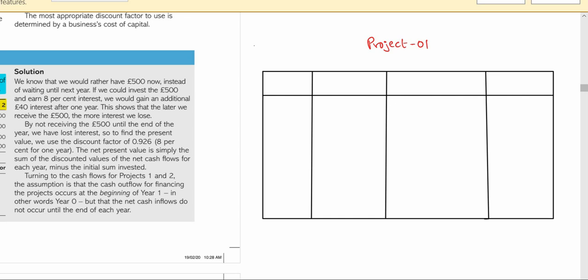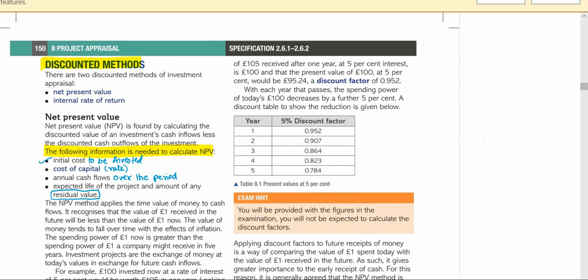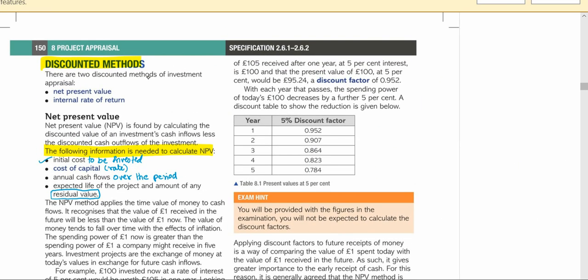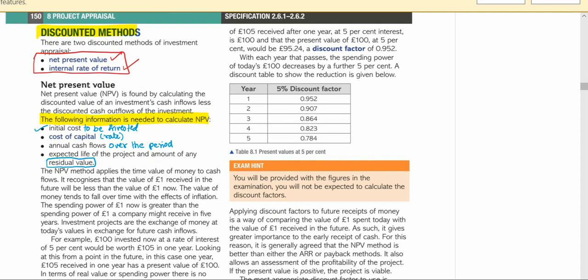Okay. So for the discounted cash flow, this is the first method to calculate. In the discounted cash flow method, we have two methods. Number one is the net present value and IRR. Okay. So in the net present value, what do we do?